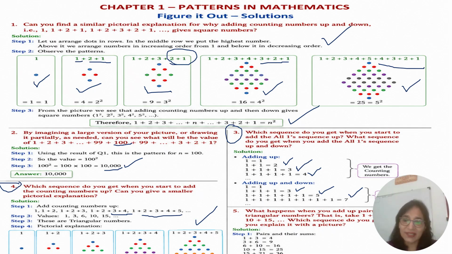It's a humble request, students, that while you're solving these questions, have your notebook, pen and paper, and then write down everything. Draw all the pictorial explanations, and that will help you. So I request that you try question number 5 by yourself, and then you can refer to the answer.